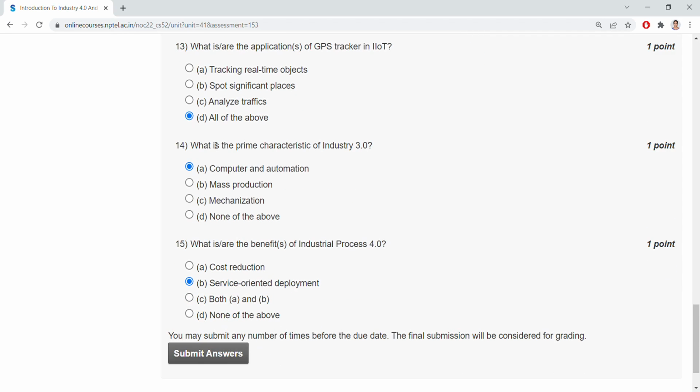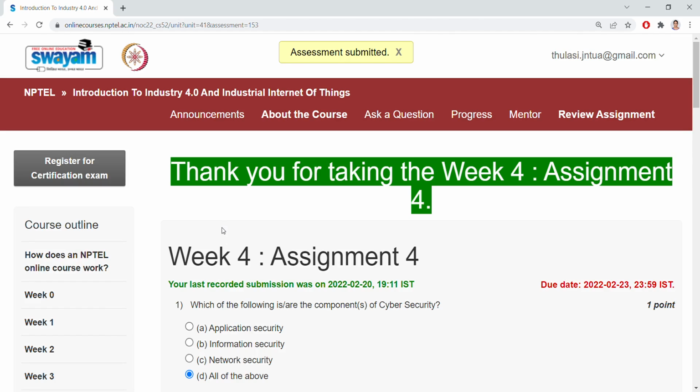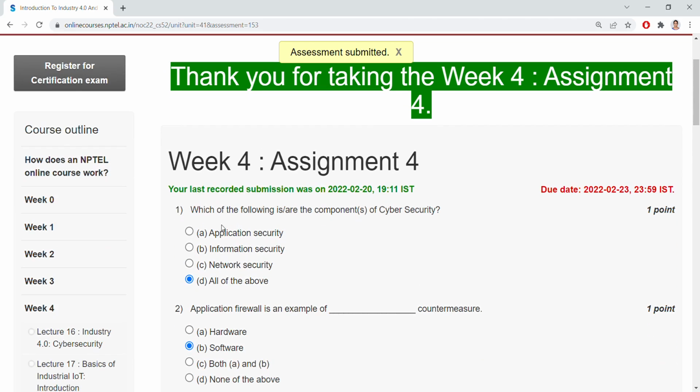What is the prime characteristics of Industry 3.0 computer and automation? What are the benefits of Industrial Process 4.0 service-oriented deployment? Now you can submit your answers. You can check the answers once.